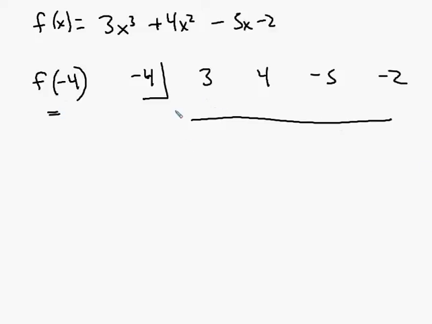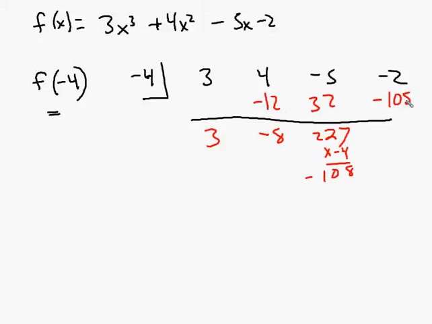So I do my synthetic division. Bring down the 3, multiply, add, multiply, add. What did I get there, 27? Multiply, add. So f of negative 4 should be negative 110. And you could easily check that by just putting in the negative 4 on your calculator.